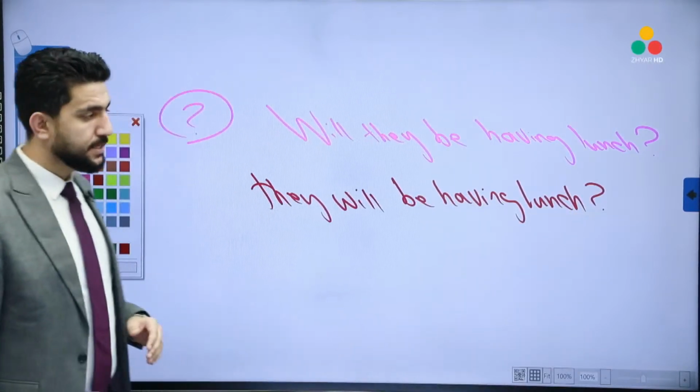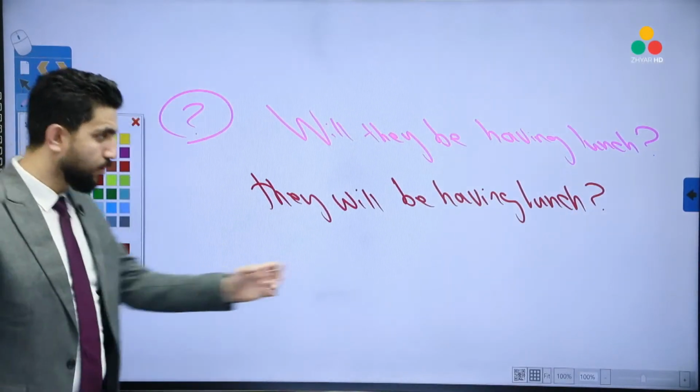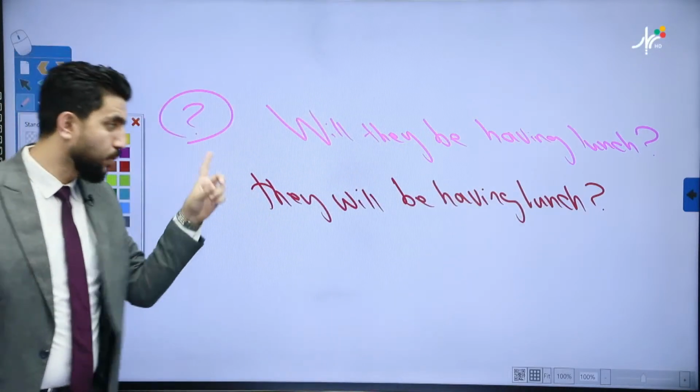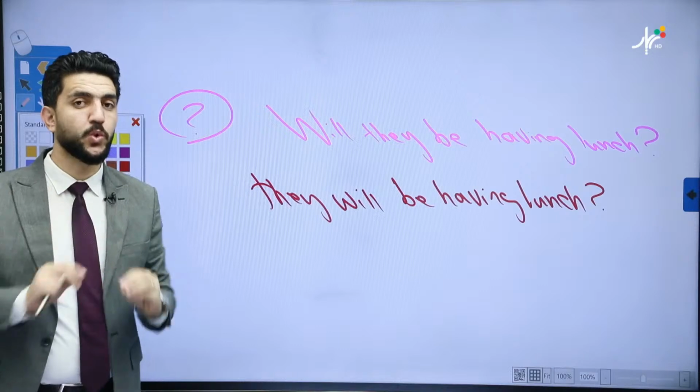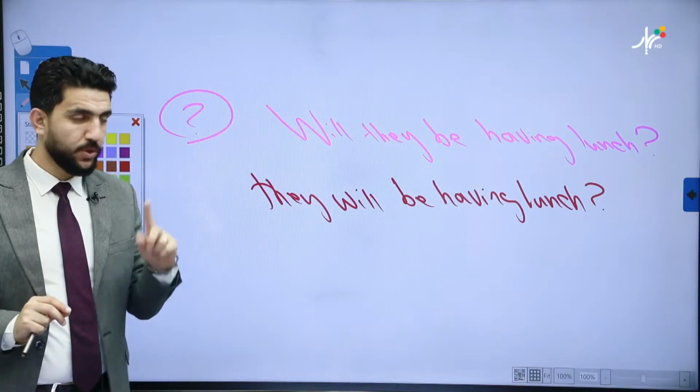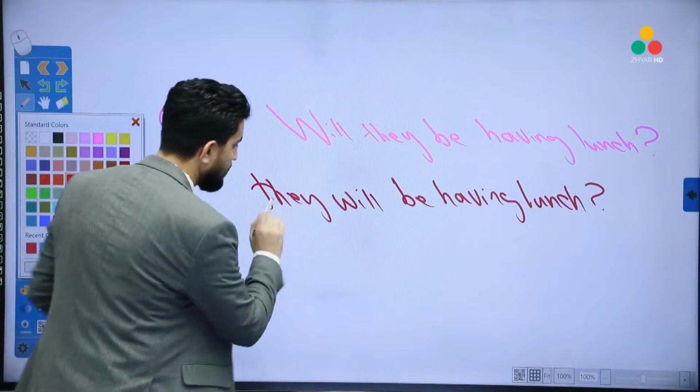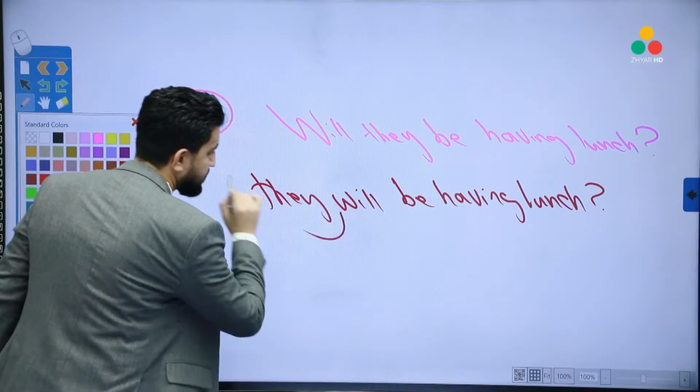Is this correct? It's not. Why? We have a question mark, but the subject is still at the beginning. When we have a question mark, will is always at the beginning. I mean when we have a question, not a WH question, but a yes/no question. So what do we say? It must be like this.